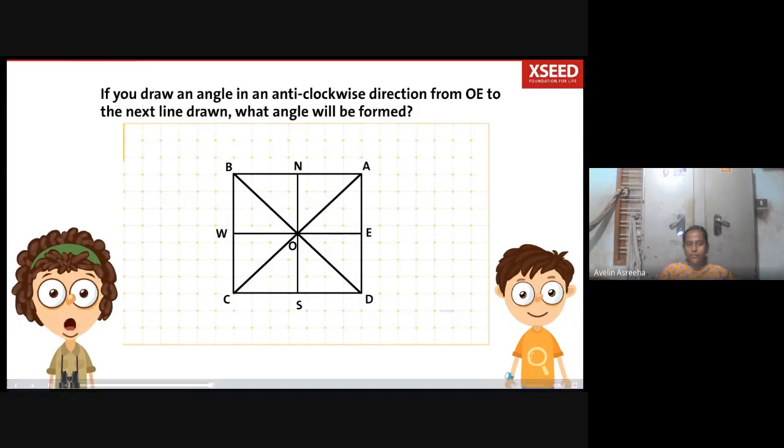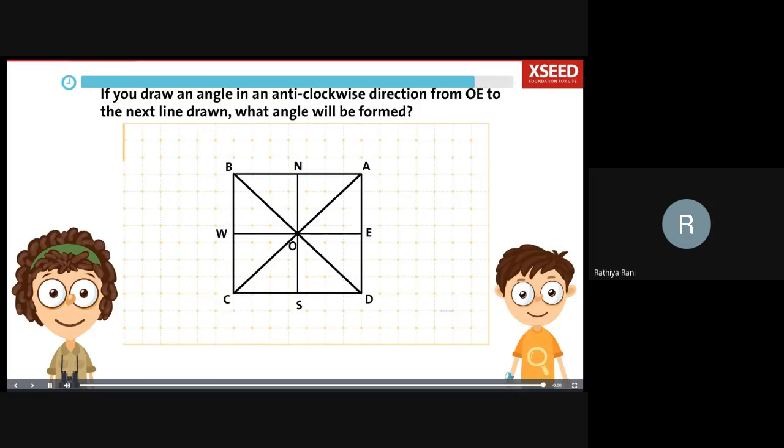If you draw an angle in an anti-clockwise direction from OE, what angle will be formed? From OE, you should draw another angle to the next line. Consider only the lines passing through the center, in the anti-clockwise direction. So what angle will be formed?